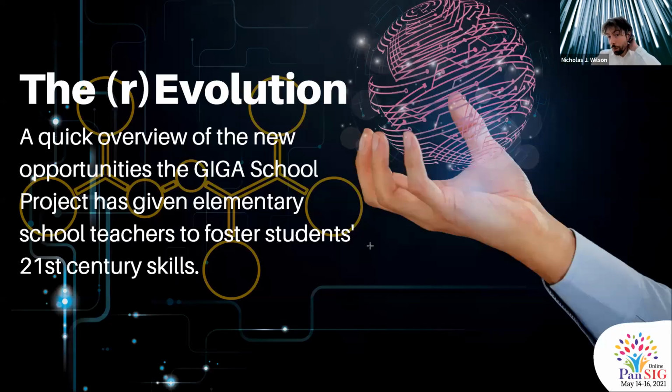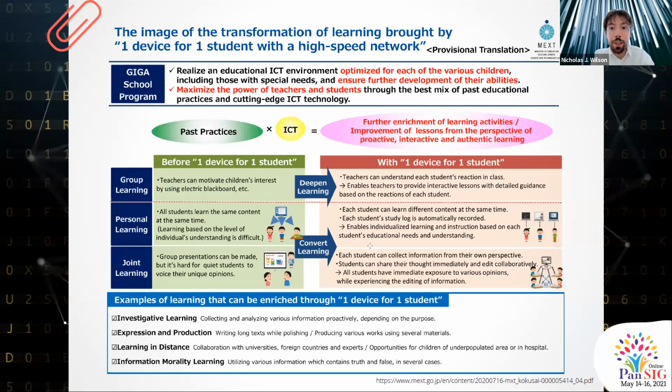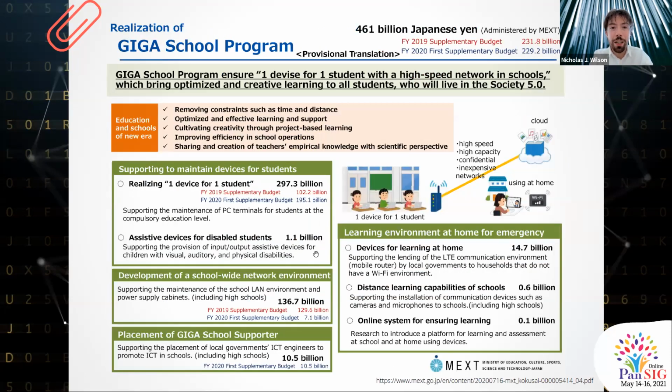So first of all, we're going to talk about why and how this is happening now. And the keyword here is the GIGA School Project. The GIGA School Project is something that MEXT has begun in order to foster students' digital skills. Their goal is to foster students who will live in Society 5.0. For Society 5.0, they're talking about having students work together on documents, even if they're far apart. So it's not just about teaching online, it's about a new way of collaborating.